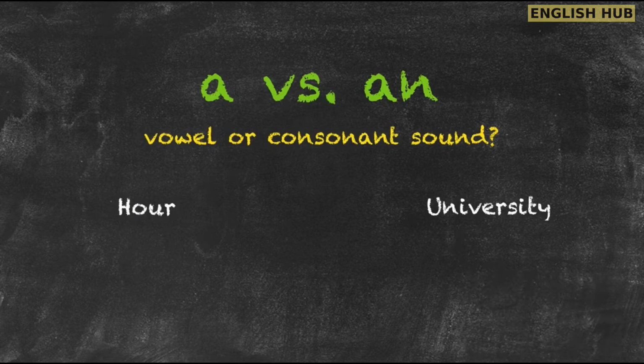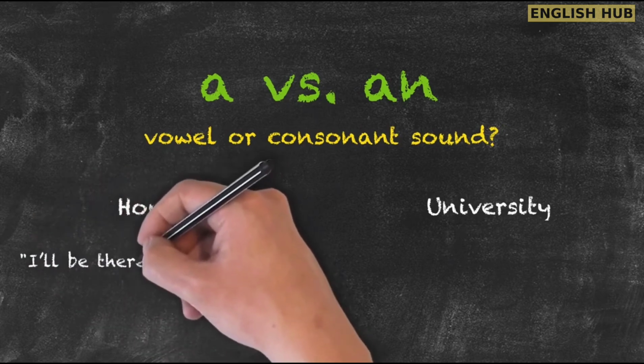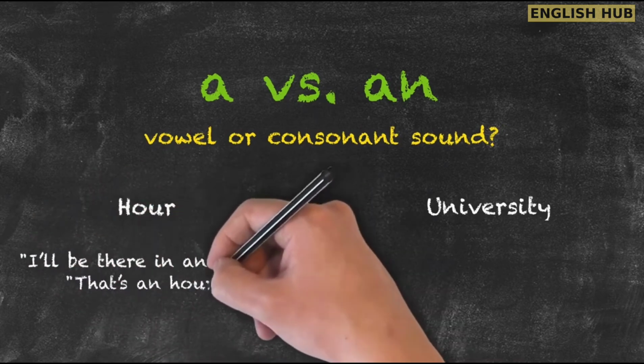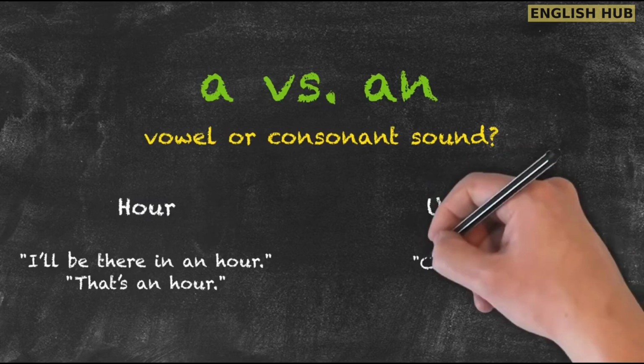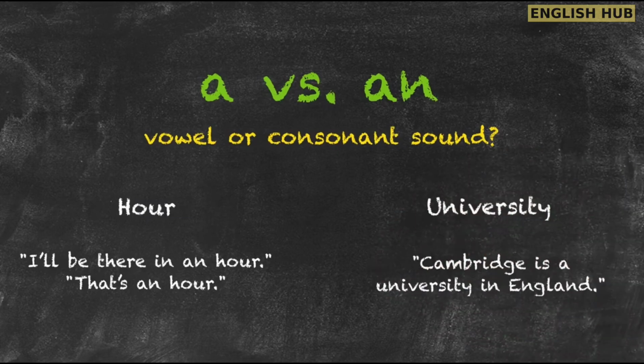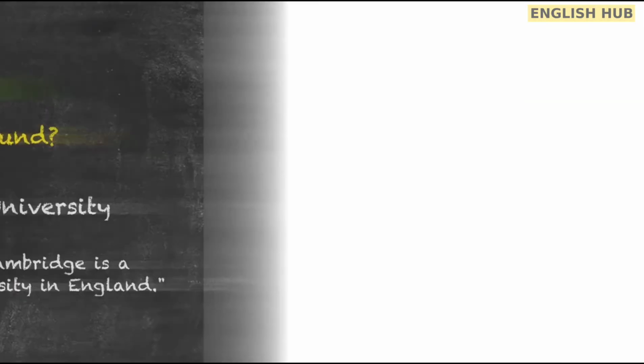The resulting sentences are, I'll be there in an hour. Again, that's an hour. University starts with a U, a vowel. However, it sounds like it starts with a Y, university. So when we write it or when we say it, we use the A article. An example sentence could be, Cambridge is a university in England.